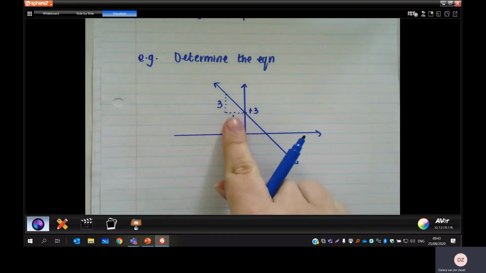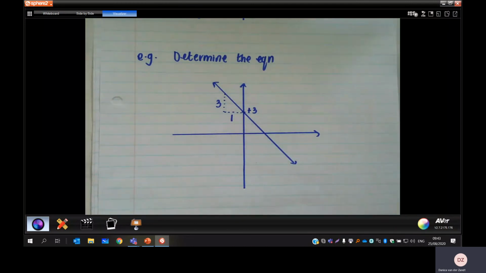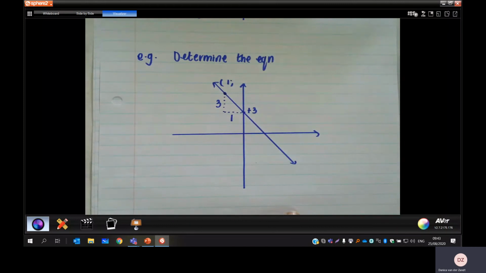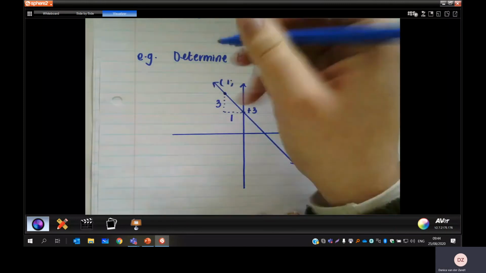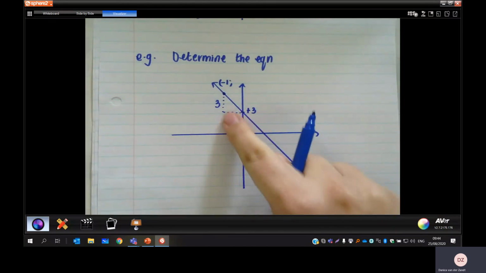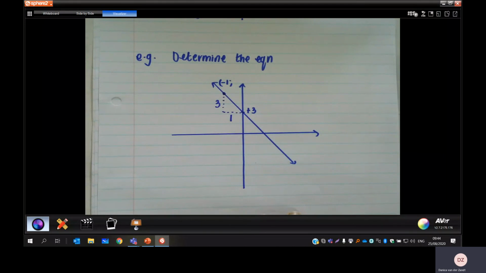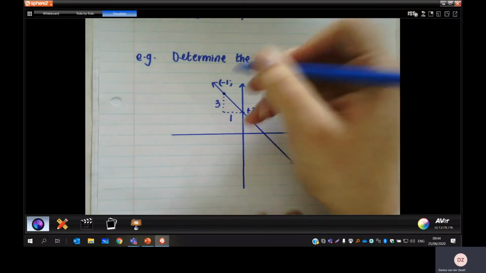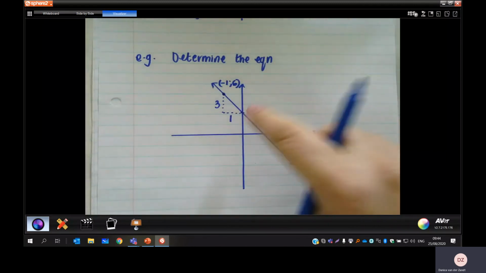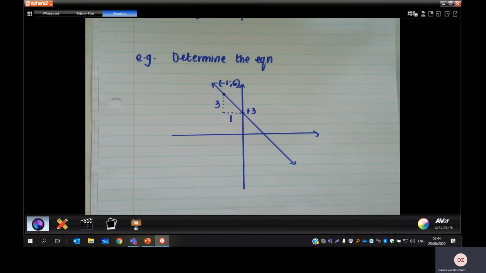So if this length here is 1 unit, when I'm going across, am I moving in the x's or am I moving in the y's? In the x. So my coordinate is going to be 1, but is it going to be positive or negative? It has to be negative 1. And then if I started at 3 and I moved up another 3 units, what is that y value going to be? 6. So now I have a point, and I can do everything I did before.